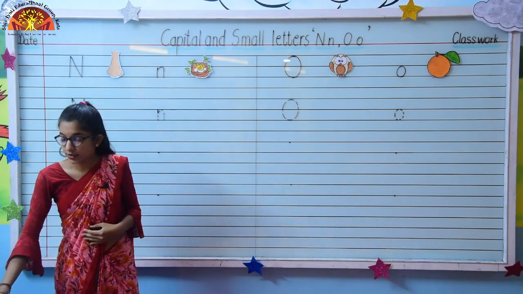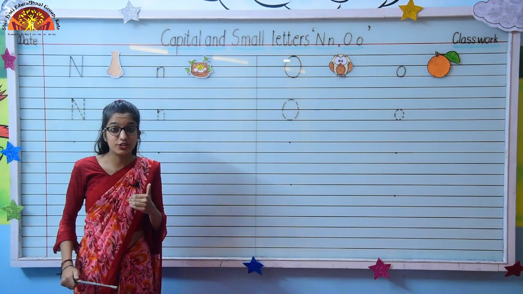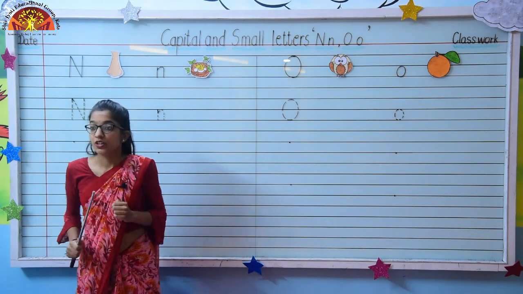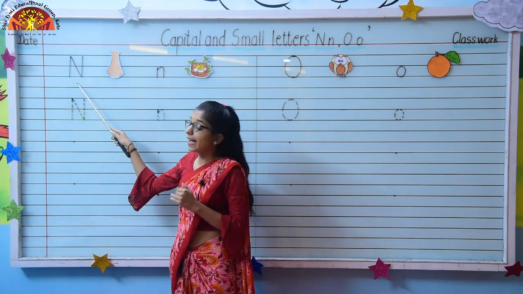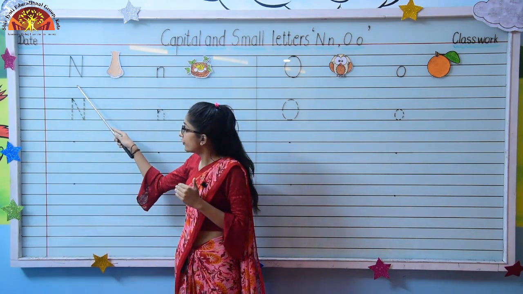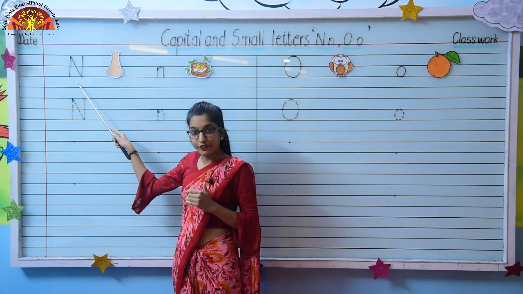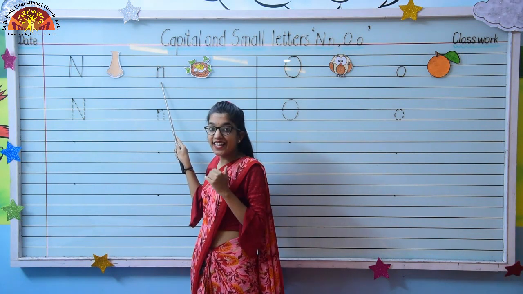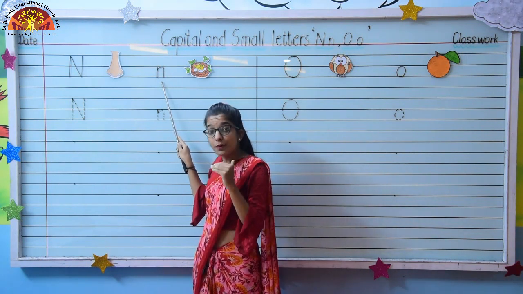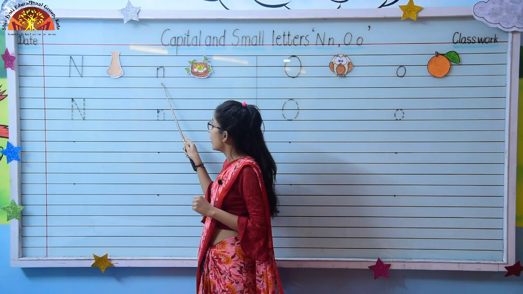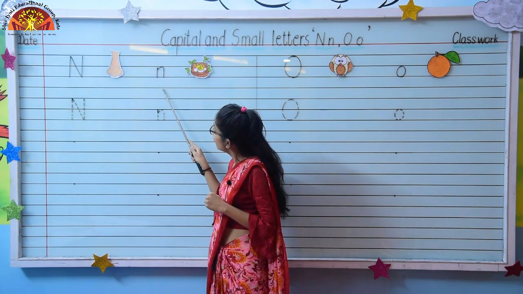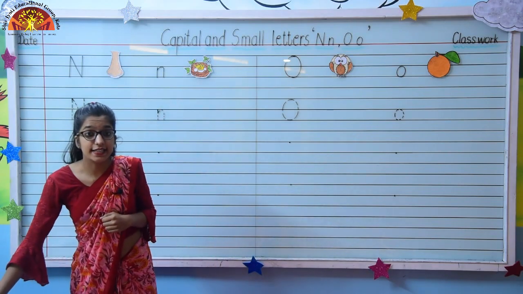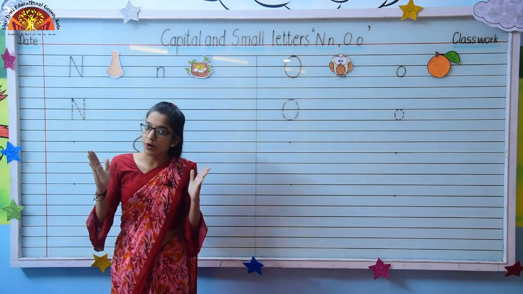So kids, first look at some pictures related to capital and small letter N. Look here. This is capital letter N. N for nose. This is small letter N. N for nest. Now first we will write these letters on the small board.